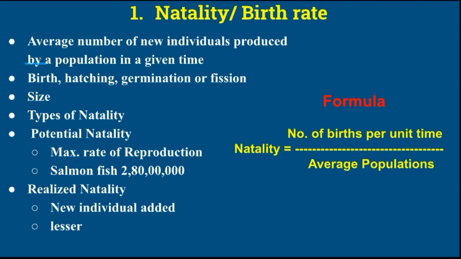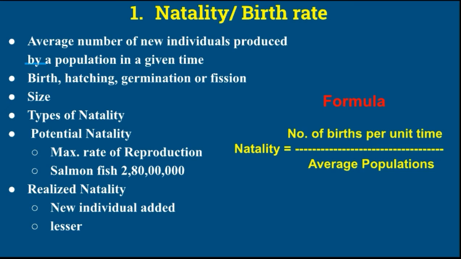The first characteristic we have studied is natality, which we also call the birth rate. The question may arise, what is meant by natality? It is the average number of new individuals produced by a population in a given time. That is called natality.